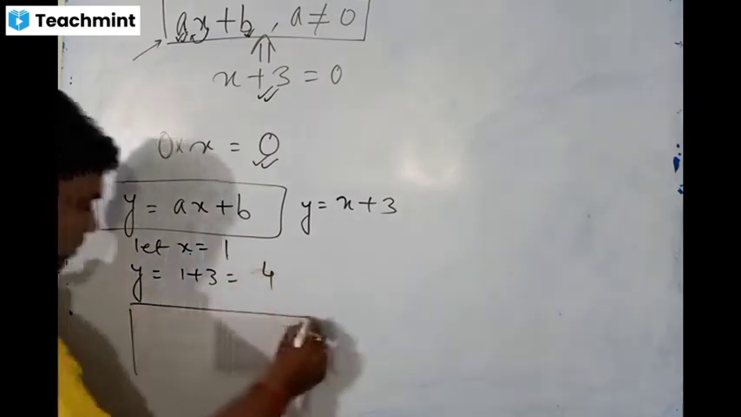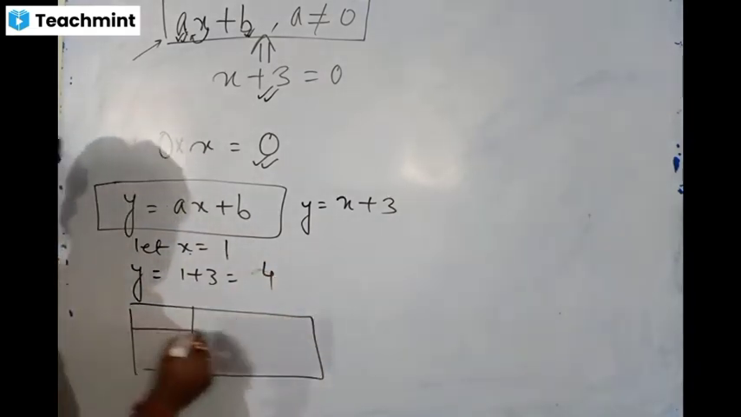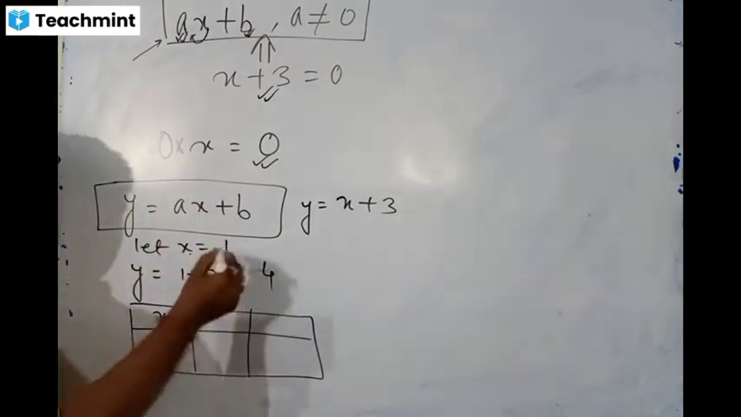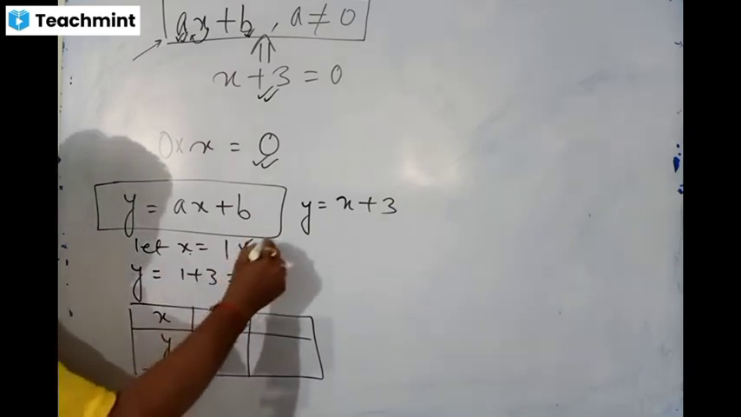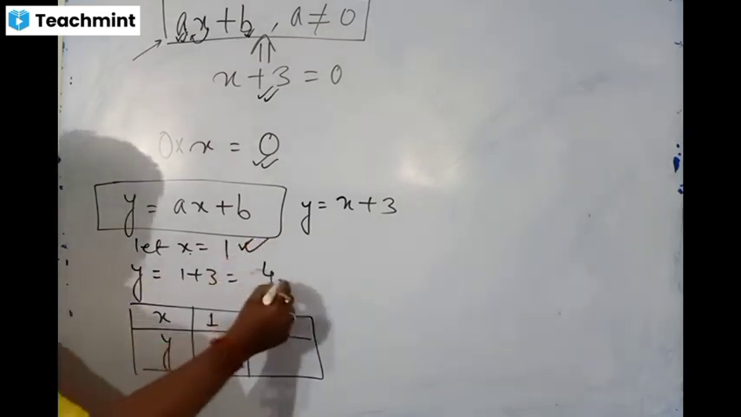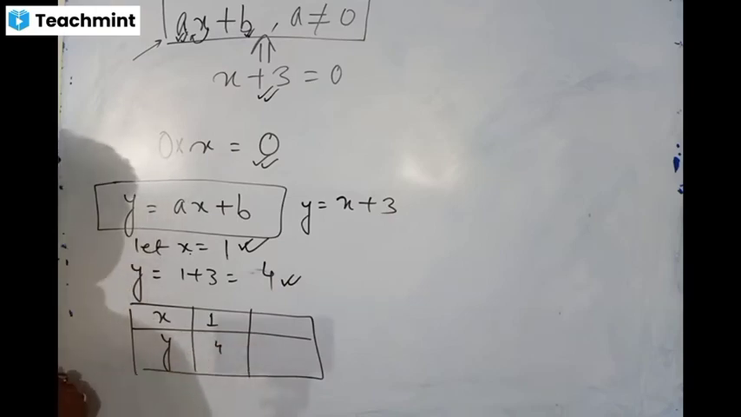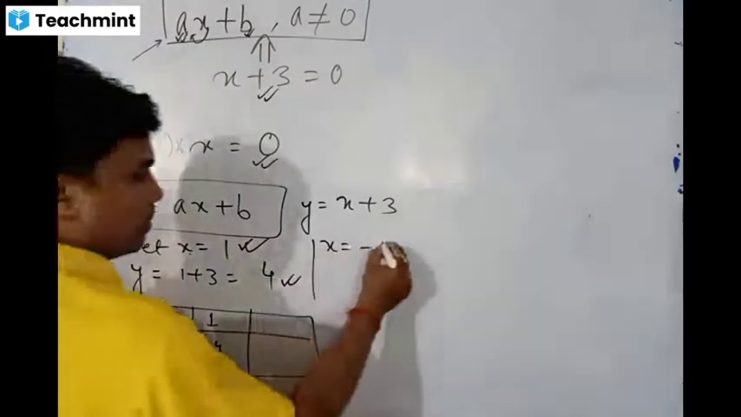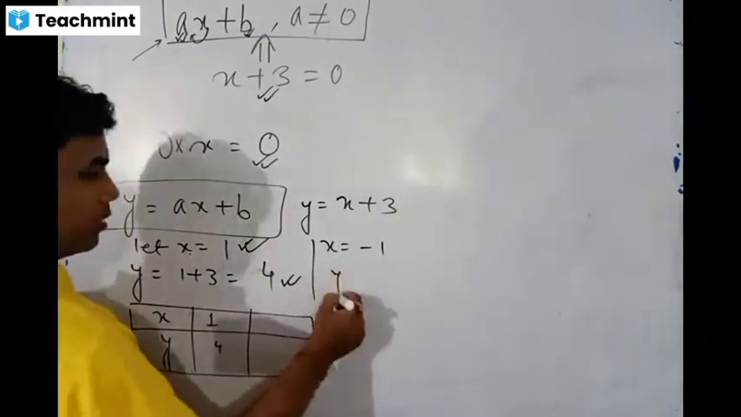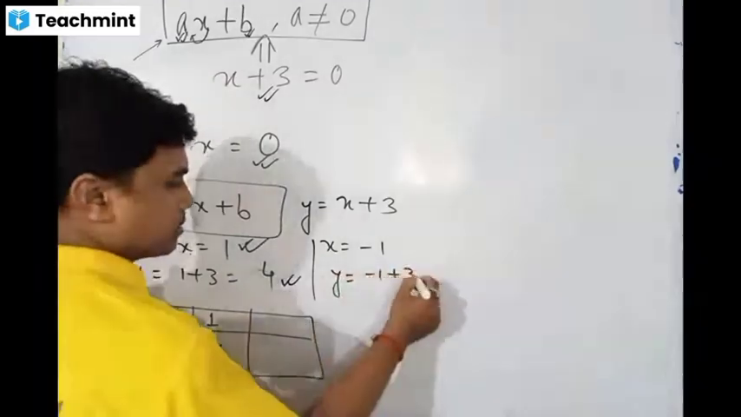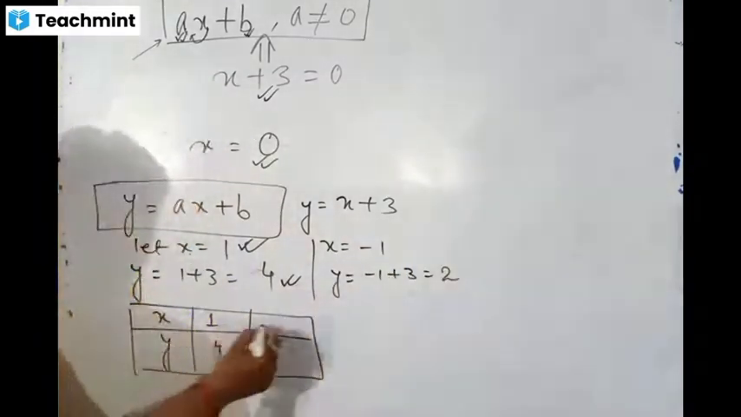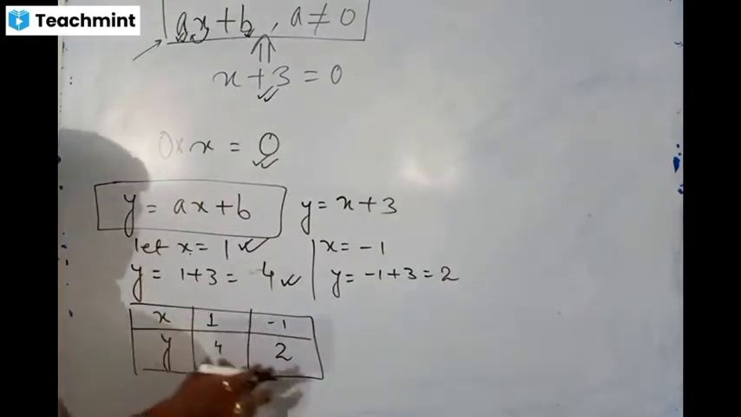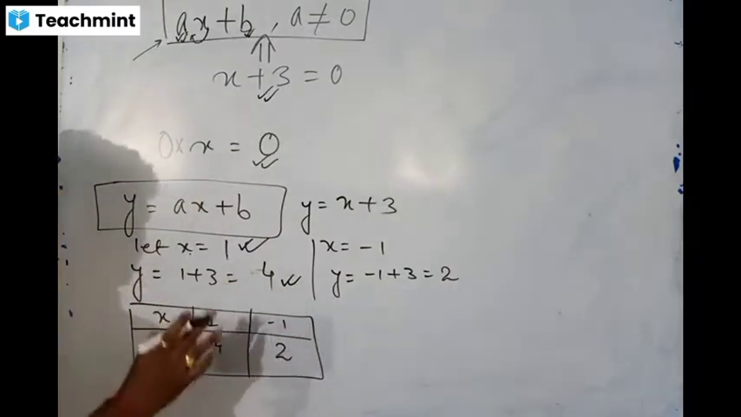So if we collect all this data, x and y, when we use the value x equal to 1, we get the value y equal to 4. In the same way, if we use the value minus 1, suppose, what will be the value of y? Minus 1 plus 3 means 2. So for minus 1, it will be 2. Now there is a requirement of at least two values.